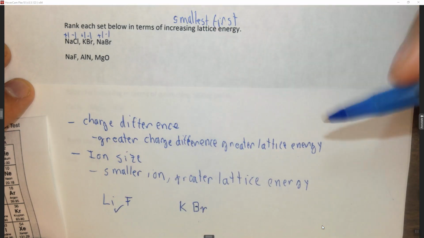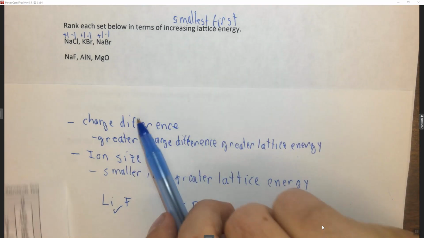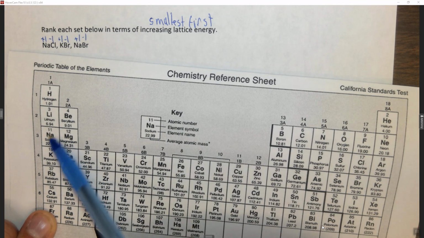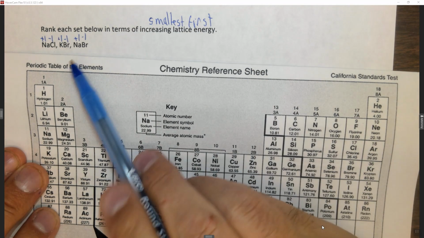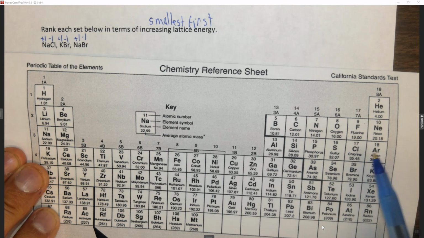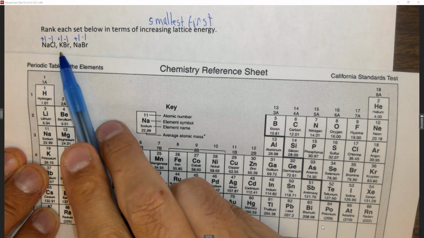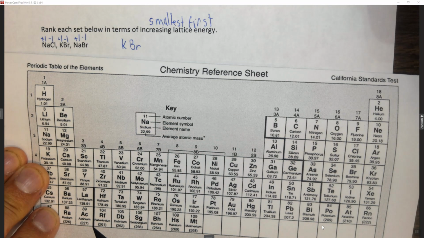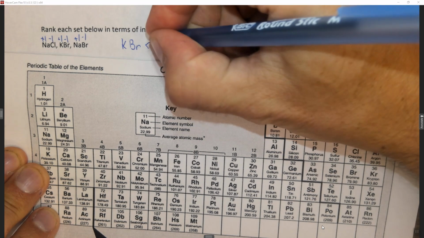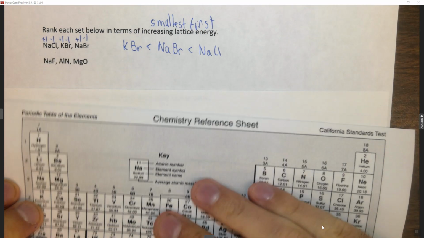This gets complicated and takes practice, just knowing which order to put them in. So we want to put the smallest lattice energy first, which is the biggest ions. Since K is lower on the periodic table, it's bigger than Na. Notice the other one has Cl, which is smaller than Br because it's higher up on the periodic table. So we want to compare KBr and NaBr. We're going to find that KBr is the absolute smallest because it has the absolute largest ions, and that's going to be less than NaBr, which is going to be less than NaCl.